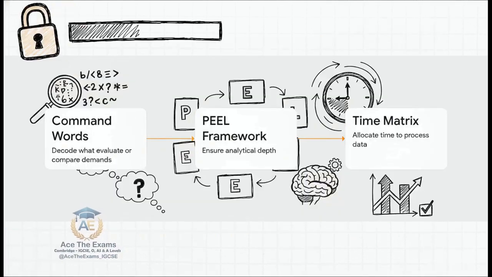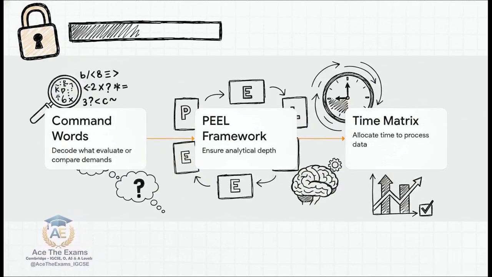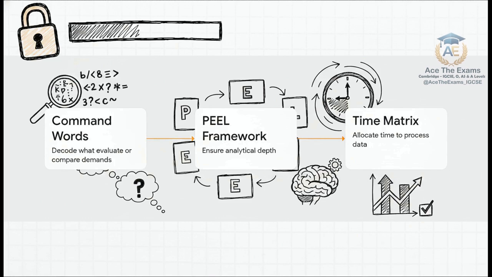So here is your ultimate computer science cheat sheet. Lock in these 3 rules that guarantee top marks. Rule 1. Command word decoding. You need to know exactly what evaluate, compare, or calculate specifically demands from you. Rule 2. PEEL framework application. Always use point, evidence, explanation, link to ensure analytical depth in your paragraphs.